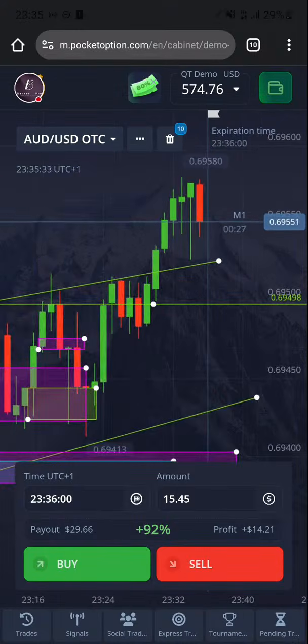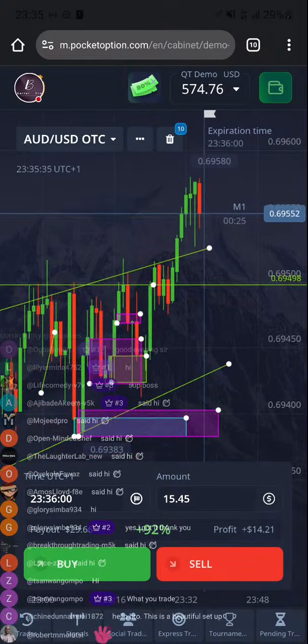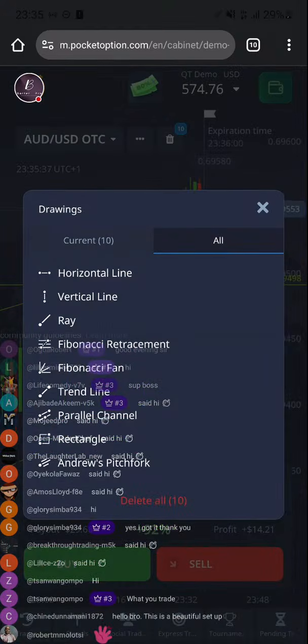Oh, they finally broke this level. Now you see this breakout. Now we have an opportunity here.